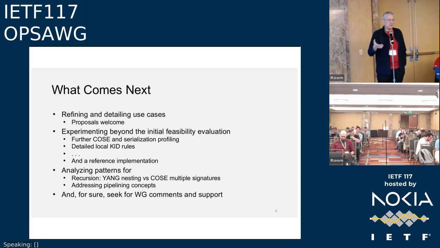So with this, what is proposed. We have made an initial feasibility assessment to see that this is possible and that we generate something that looks like a signature and that can be verified. For sure, we had to refine and detail use cases a little bit beyond the original one regarding the metadata, etc. Any idea that you may have about when and where the provenance of certain data is desirable would be welcome. We need to experiment beyond the initial feasibility evaluation and end up with something that is, well, sort of close to a reference implementation.